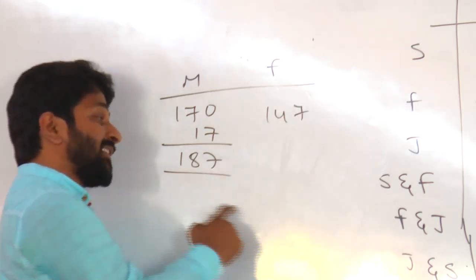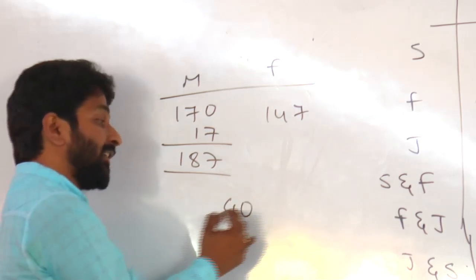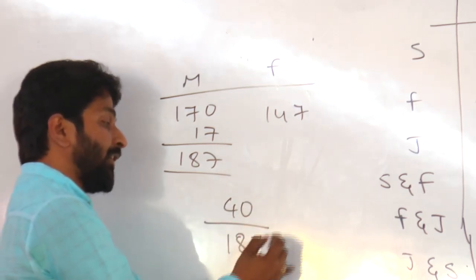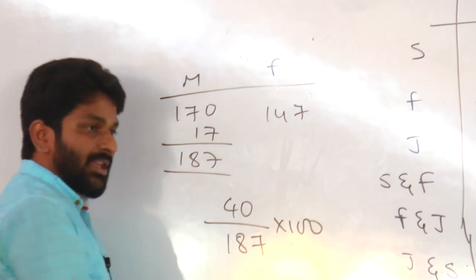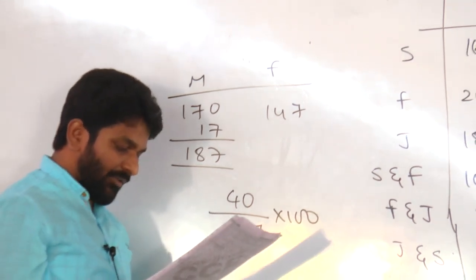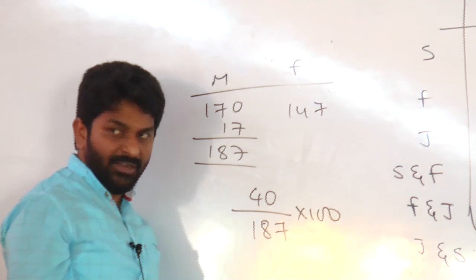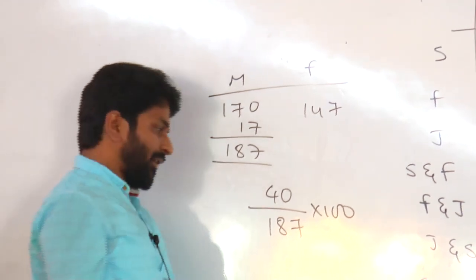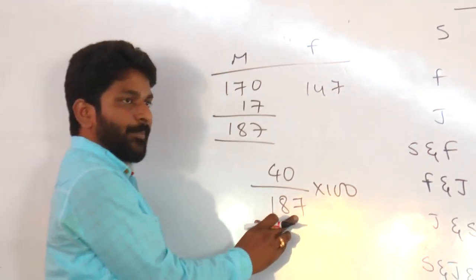Female are how many less than 187? 40 less. That is 40 of 187 into 100. You're asked about percentage. Look at your options first: 27, 24, 21, 29, 18. Yes, you have a comfortable gap between numbers. Enough. 10% of this number.